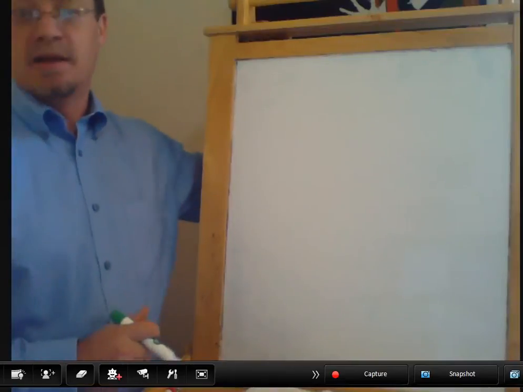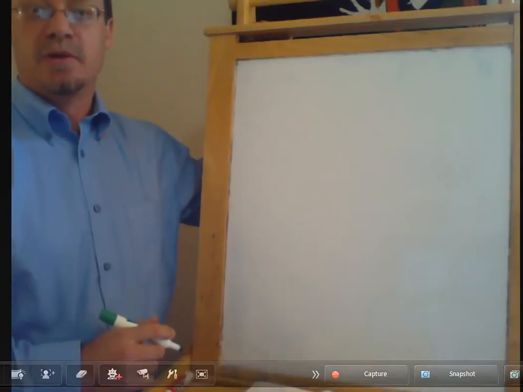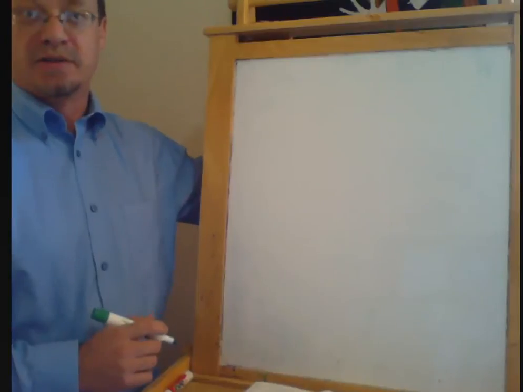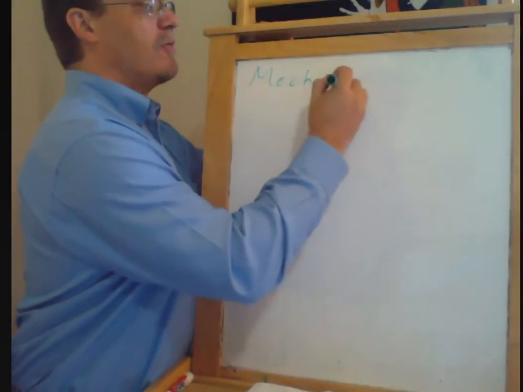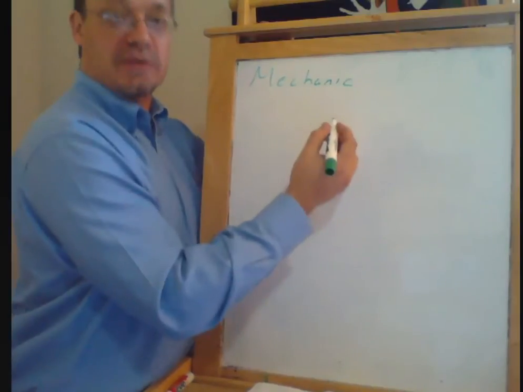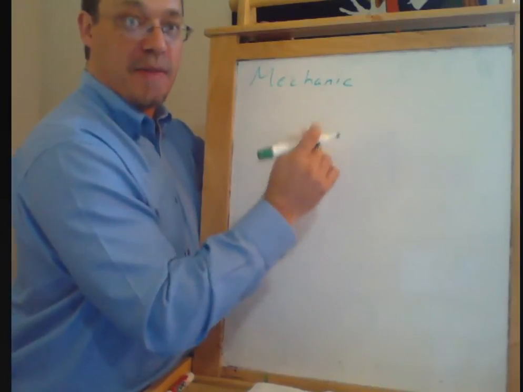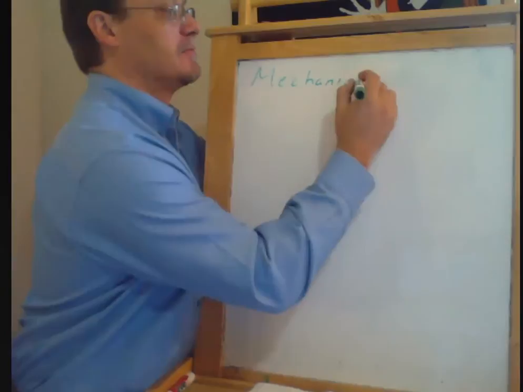Let's go ahead and talk about some of the actual mechanics of price discrimination. How does this all actually work out in sort of a mathematical, numerical context?